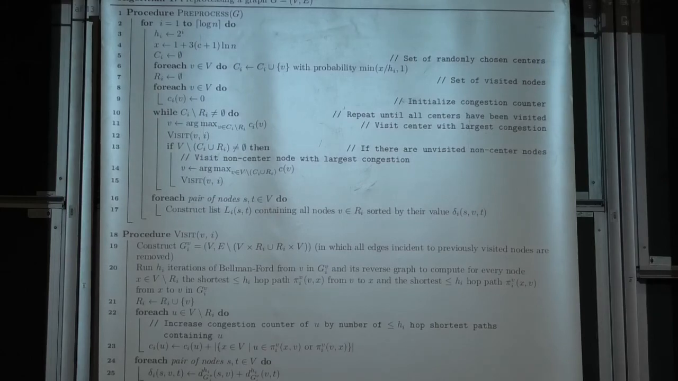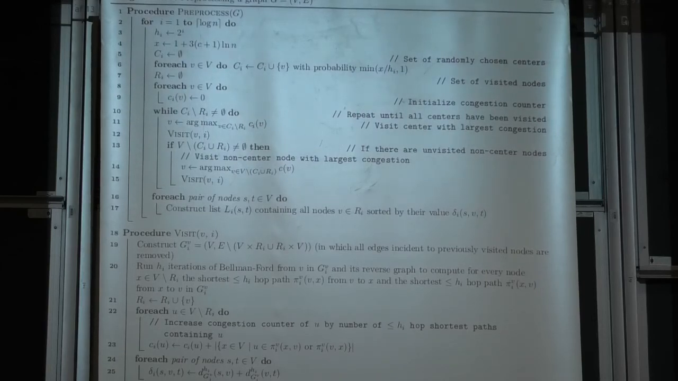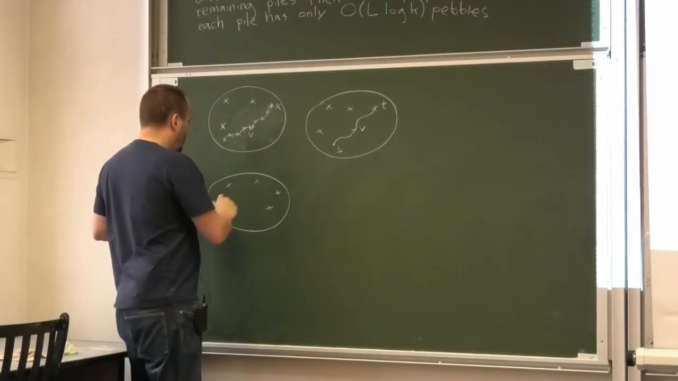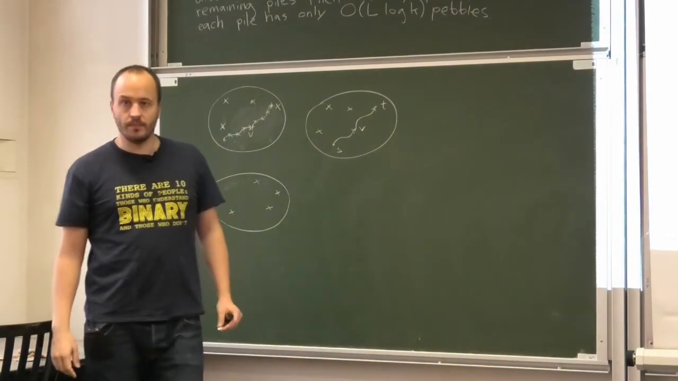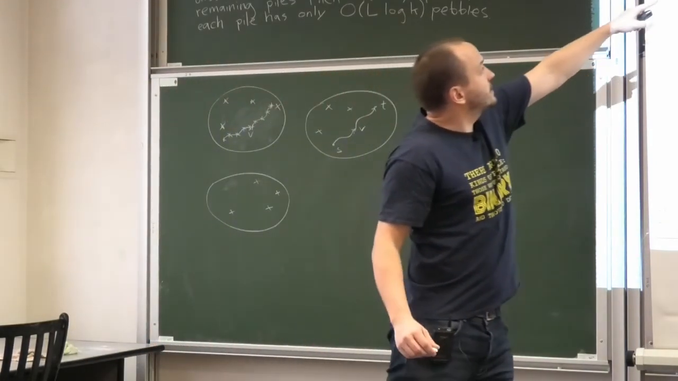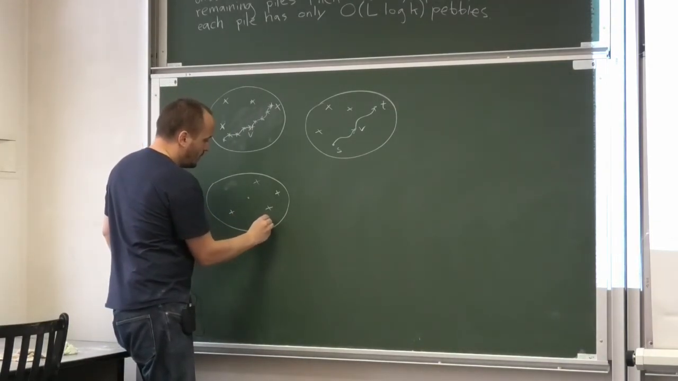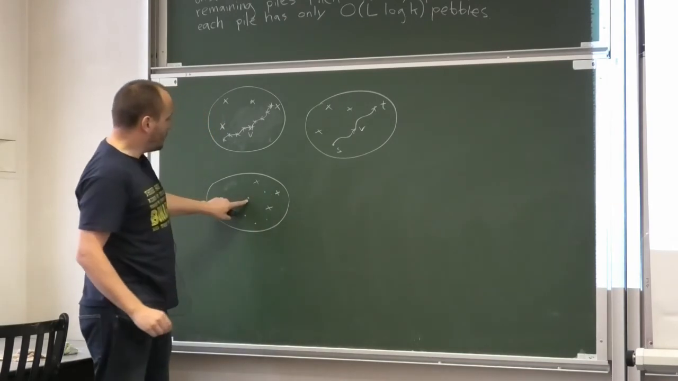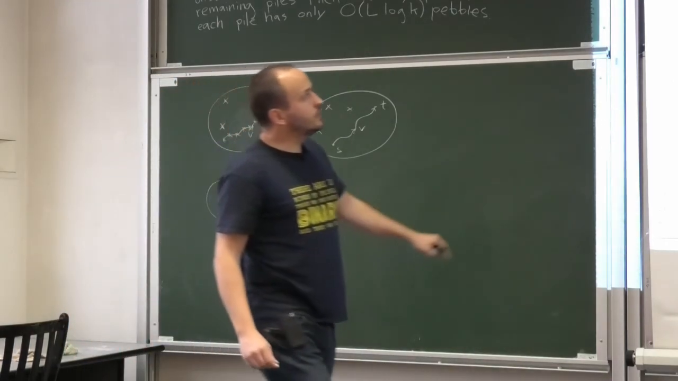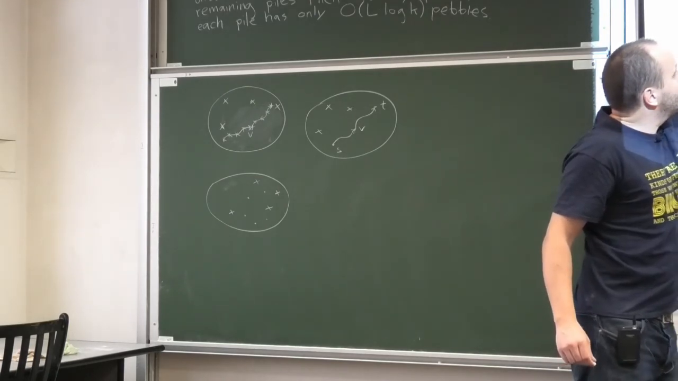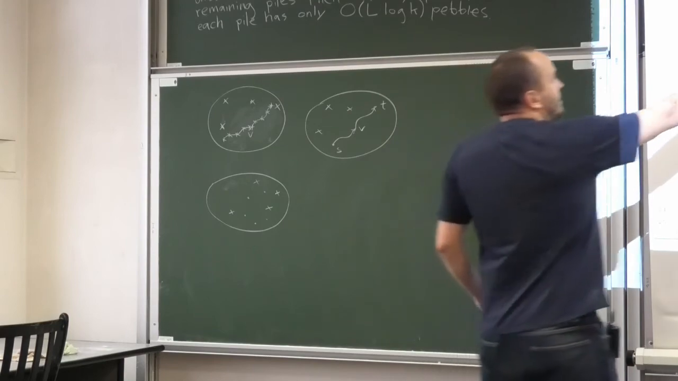So, let me draw it here. Remember, we sampled some vertices. That was our set of centers. Now I'm just going through this again: we're picking the center node with largest congestion. We visit it, so we compute these in and out trees, and that will congest some vertices in the graph. And now we add it to Ri, so it will be removed. But now we don't take the next center vertex with highest congestion. Look at non-center nodes, those that were not sampled. They can also become congested. And now we pick one with largest congestion among those. That's what we're doing here. Visit not sampled node, that's basically a non-center node, a node that has not been sampled with largest congestion, and then we visit that again.